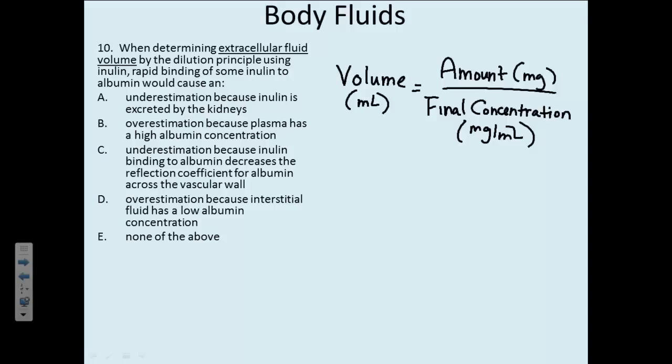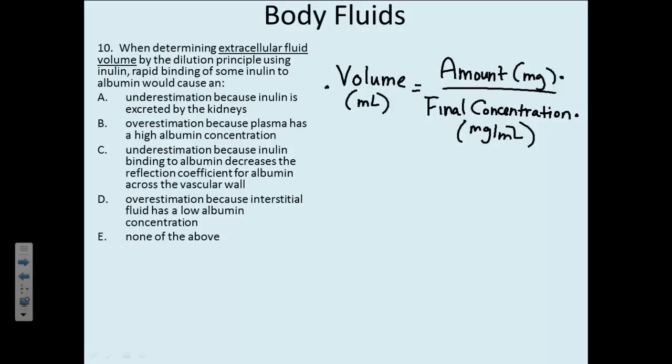Now, one really important concept when we're looking at this dye dilution method is that everything that we're putting into the system, and everything that we're taking out of the system, is through the plasma. So when we're talking about the amount of the dye that we're adding, we're talking about the amount that we're actually adding into the plasma. When we're talking about the final concentration of that dye, what we're talking about is the final concentration of the dye that we would detect if we took a sample from the plasma. So those are two values that we would measure. We're going to use that to actually calculate the volume of a specific body fluid compartment.